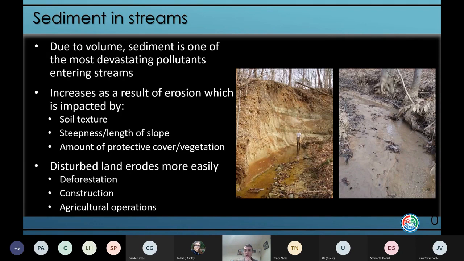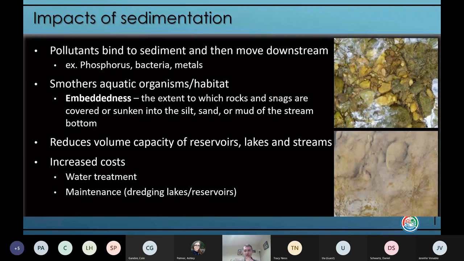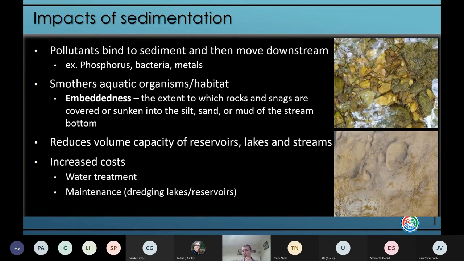In the interest of time, I'll just move past this. This is kind of the same thing, as sediment falls on top of rocks and things like that, it smothers the potential habitat for benthic macroinvertebrates. I'll move past this one as well.